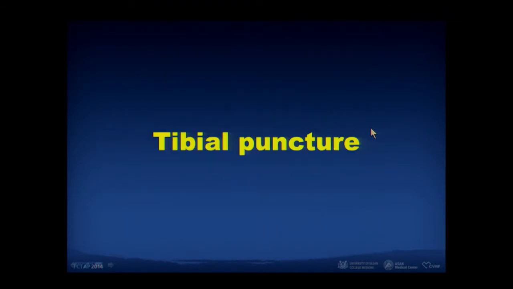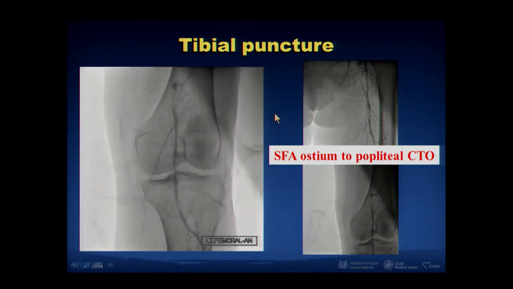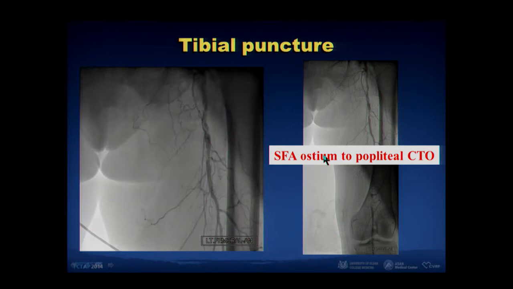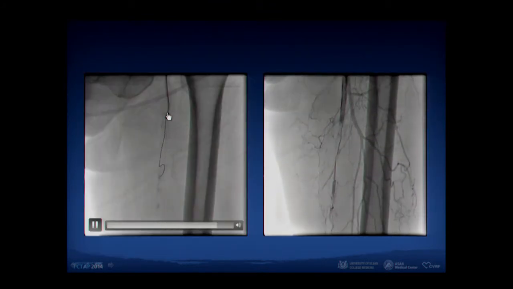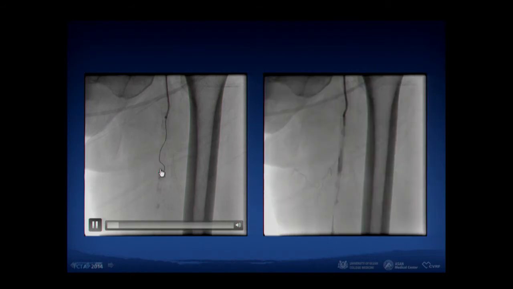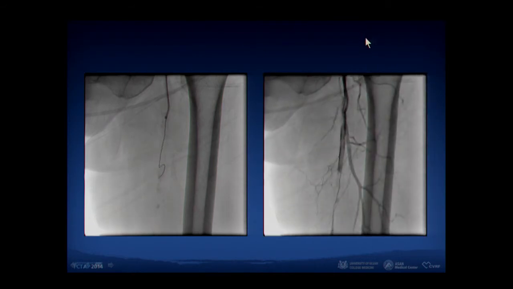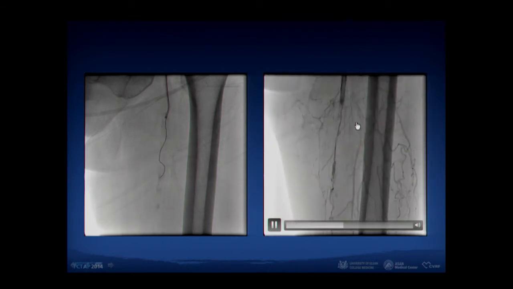Another case is tibial puncture. This is the angiographic finding from another hospital: the SFA ostium and popliteal CTO. They pushed the catheter and then checked the angiography. I don't understand why they checked the angiography.